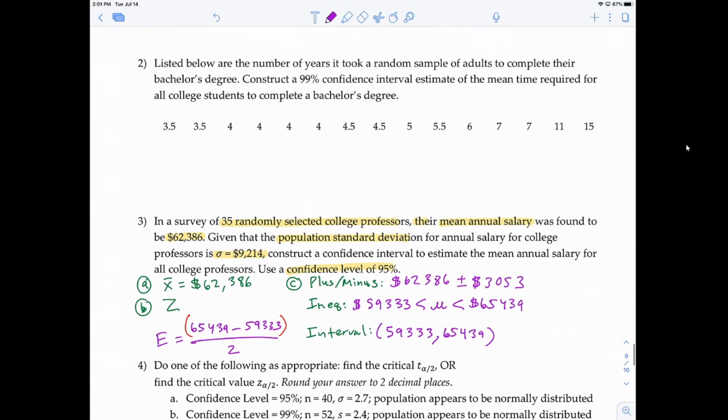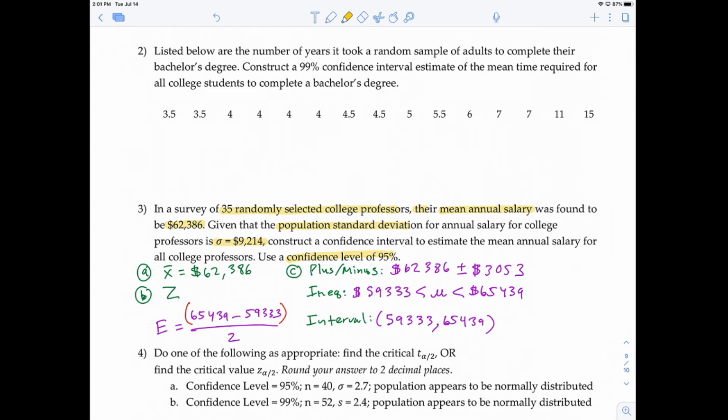All right, so let's go ahead and go to number 2. Number 2 is a little bit different. It says listed below are the number of years it took a random sample of adults to complete their bachelor's degree. So these are the number of years in a sample of however many people here, and this is the number of years that it took each individual in the sample to complete a bachelor's degree. Construct a 99% confidence interval estimate for the mean time required for all college students to complete a bachelor's degree.